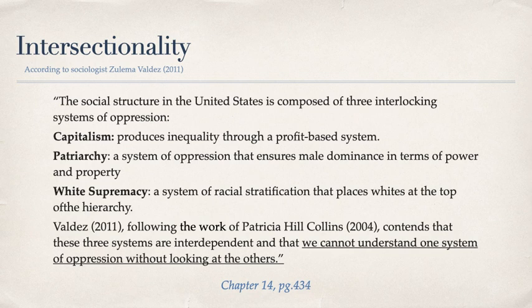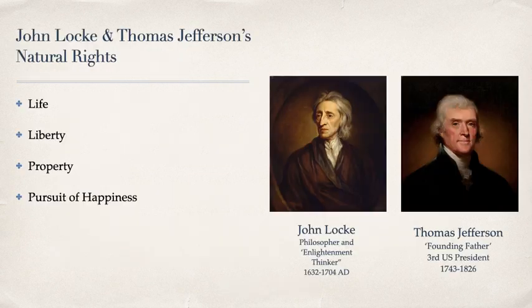Intersectionality. So it's a term used by sociologists to kind of describe how an environment is created for racism to thrive, and it's made up of three interlocking systems of oppression: capitalism, patriarchy, and white supremacy. In each of these systems, someone is winning something, someone is therefore put down. Someone is gaining something, I should say. And it's important to understand that we cannot understand one system of oppression without looking at the others.